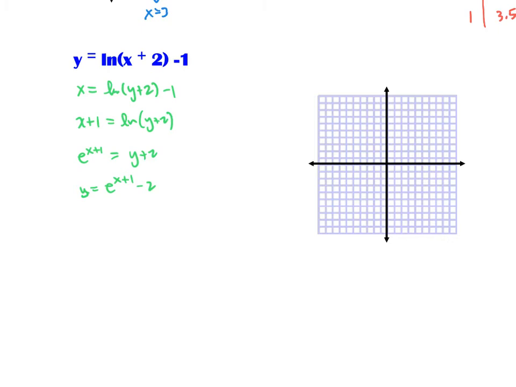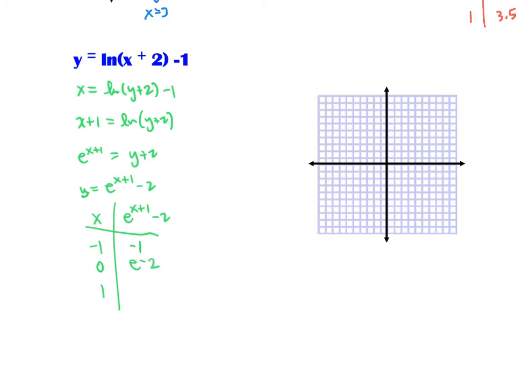Let's sketch that real quick. So let's go x and e to the x plus 1 minus 2. There are other ways to do this. I find this to be the most efficient. Or you can just plot points. It's totally up to you. It just won't take shape quite as easily. If I plug in a negative 1, I get e to the 0, which is 1, minus 2, which is negative 1. Plug in a 0, I get e minus 2.